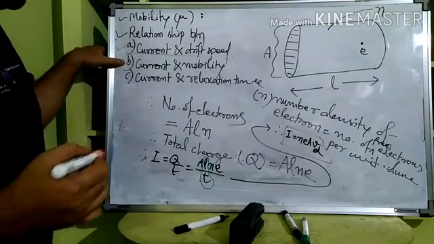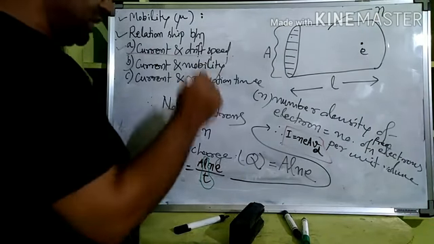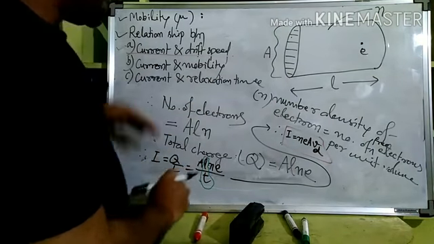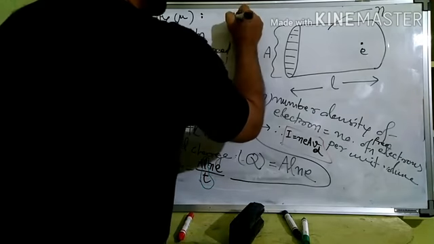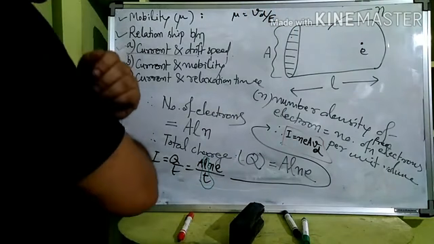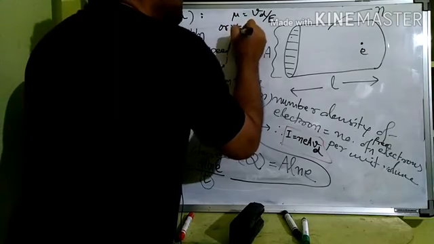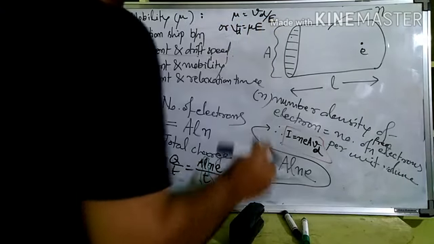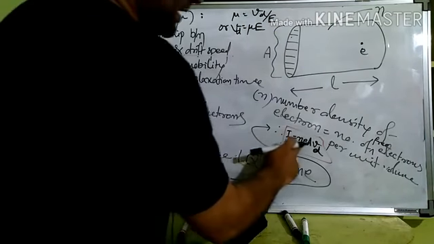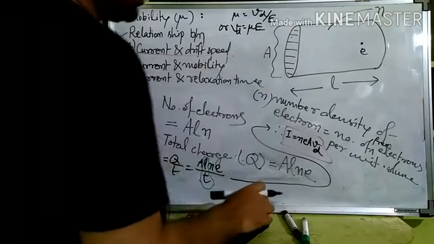Now, what is the relationship between current and mobility? This also comes as a question sometimes. Now, what is mobility? That we understood. Mobility is simply VD by E. What is mobility? Mu is equal to VD by E, right? So VD, drift speed, is equal to mu multiplied by E. Now if we are going to find out the relationship between current and mobility, what we will do? Current and drift speed we got already, and drift speed is equal to mu into E.